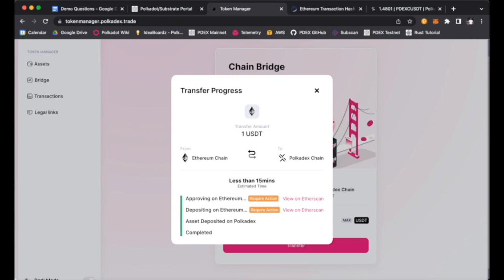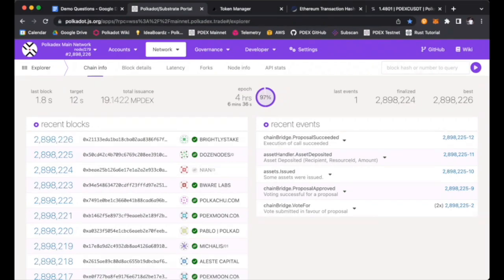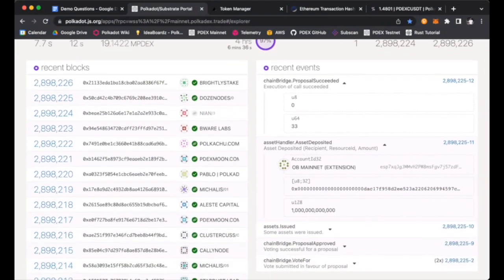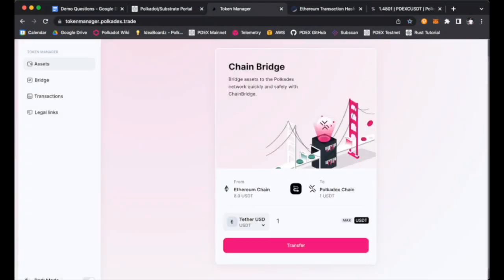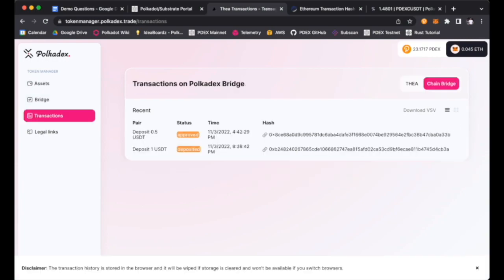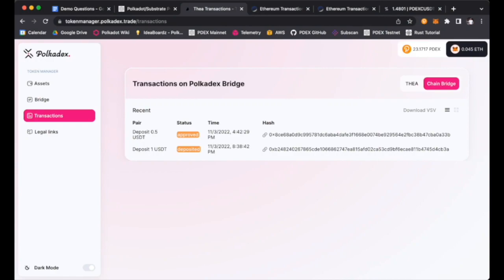As you can see, the deposit is completed. If I go to my Polkadex mainnet explorer, I'll be able to see that here as well. Proposal succeeded, asset deposited. So if I close this window and go to my assets, I can see this available balance got increased by 1 token. And you can see your transaction history here. It's going to take you to the Etherscan website. So yeah, as simple as that.